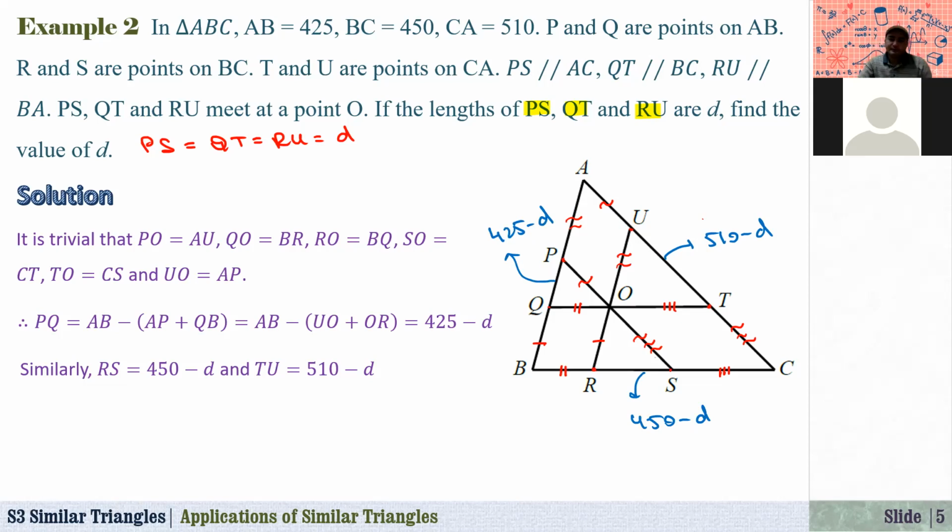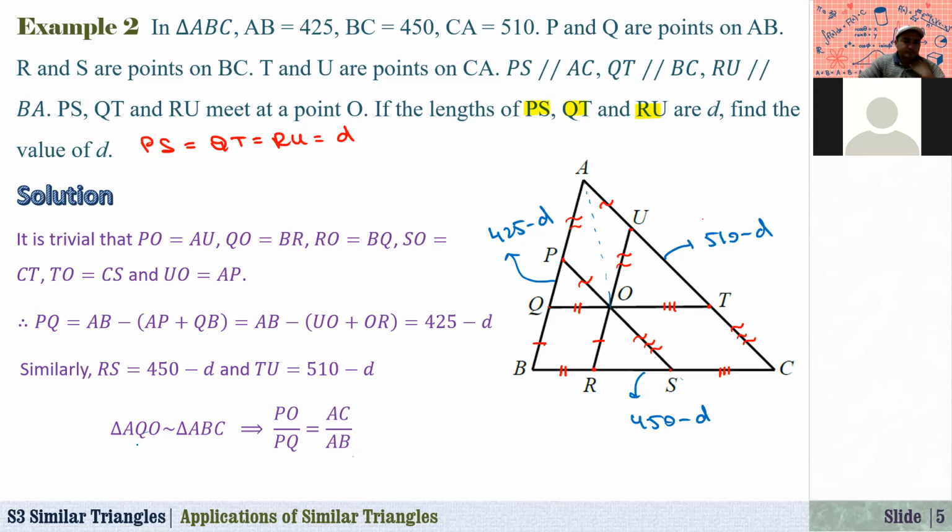Okay, they are equal. Now, if you look at this, AQO is similar to ABC, right? You can just join this triangle because QO is parallel to BC. That means we can write this ratio: AQ over AB equals AO over BC equals QO over BC. That is PO over PQ, that's equal to AC over AB. Okay, so AC over AB.